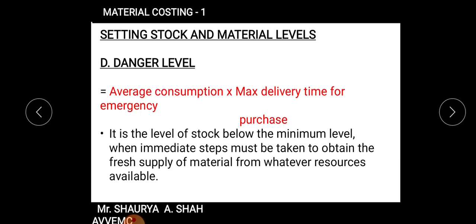What is your average consumption, students? Average consumption is the consumption which you use particularly per day, right? So what is it all about? Into maximum delivery time for emergency purchase.